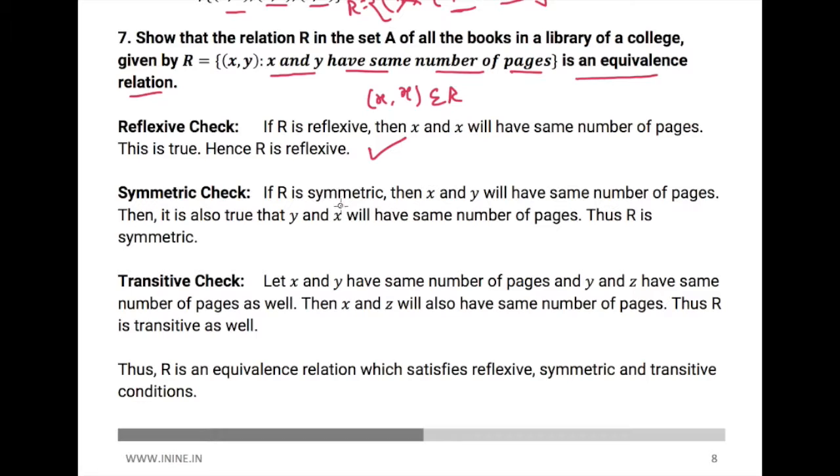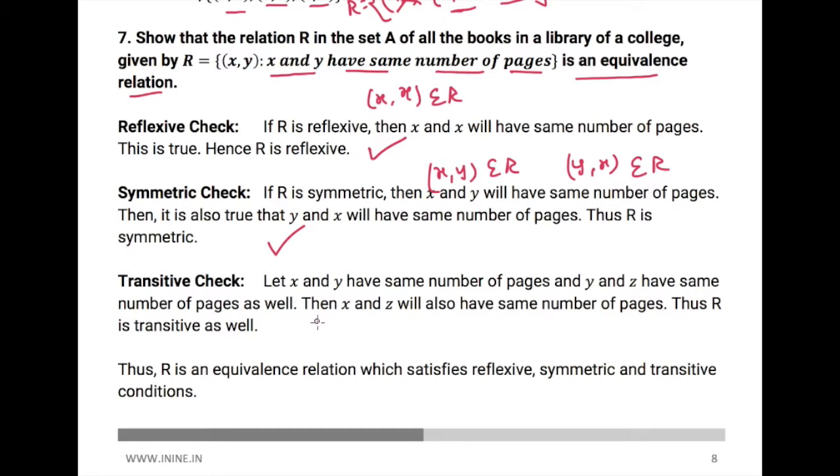If R is symmetric, then (x, y) belonging to R is true. We need to check whether (y, x) also belongs to R. So if x and y have the same number of pages, then definitely y and x will also have the same number of pages, and hence R is symmetric.